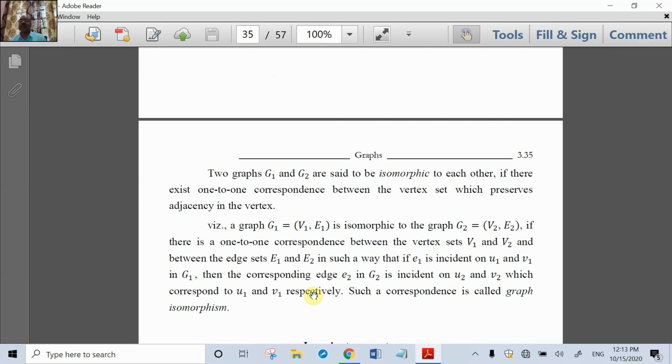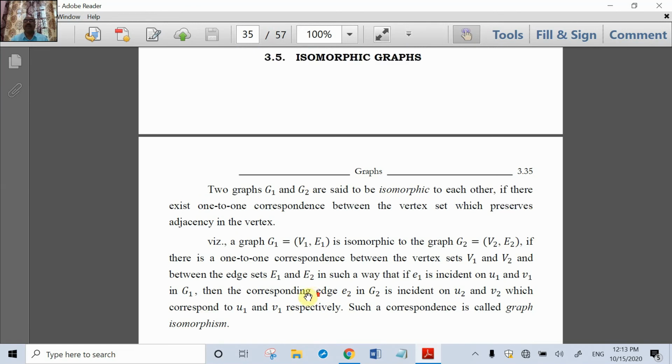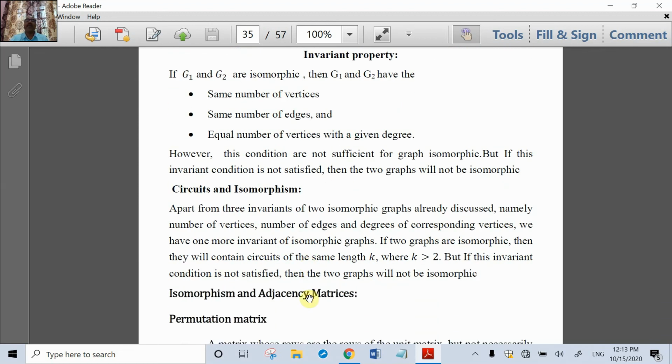Now, isomorphic graphs. Two graphs are isomorphic if they have the same properties. That is, the number of vertices is the same, the number of edges is the same, the degree sequence is the same, and so on. Now see, these are invariant properties for two graphs to be isomorphic. These are necessary but not sufficient.